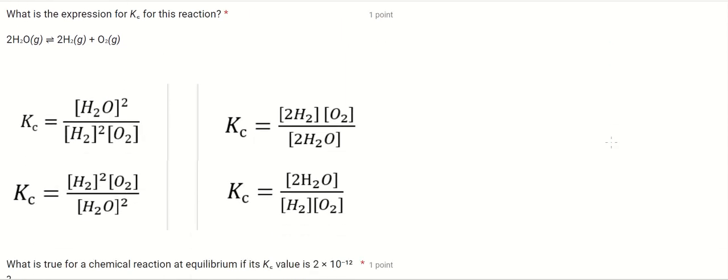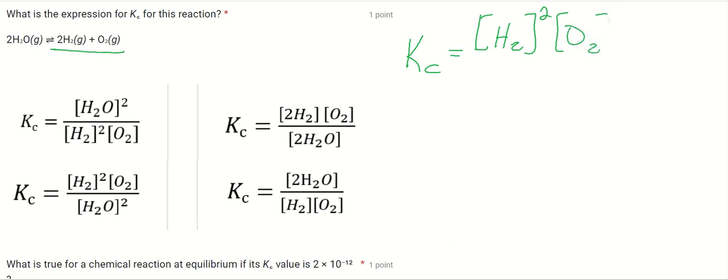All right, next one. What is the expression for Kc? The equilibrium constant expression is big K equal to the concentration of the products. The products here on the right side are going to be the concentration of hydrogen raised to the coefficient. It's 2, so we're going to raise that to the second power, and then the concentration of O2 raised to the first power, all over the concentrations of the reactants, and these only apply to gases and aqueous species, which they all are.